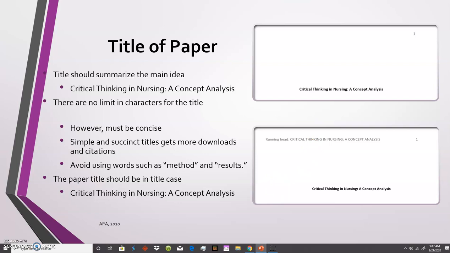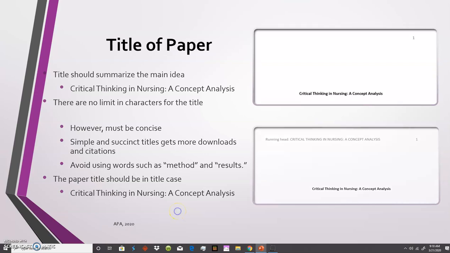The title should be in a title case format. And what that means is that you're using a mixture of upper and lower cases. So the beginning of each word would be in uppercase. Like, for example, critical thinking, the in lowercase, but the nursing and the concept analysis and so forth will begin with the uppercase. And that's what it means by should be in a title case.